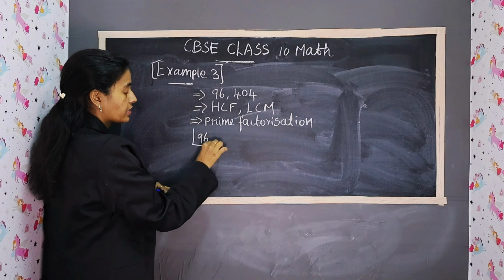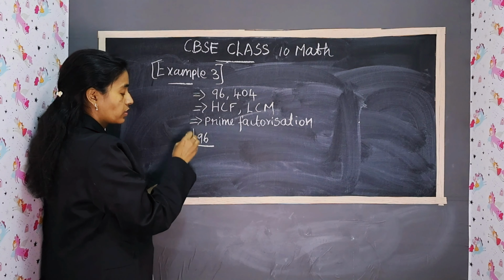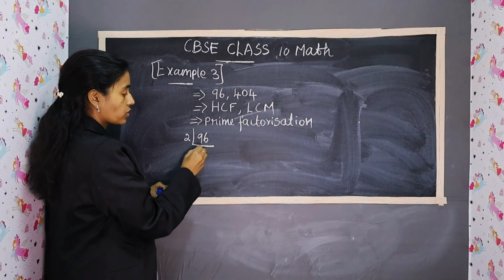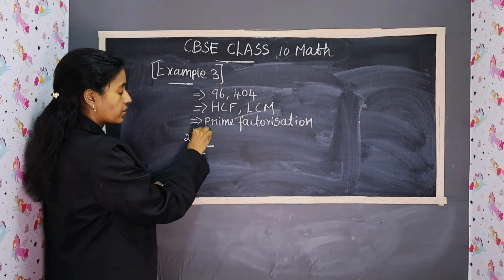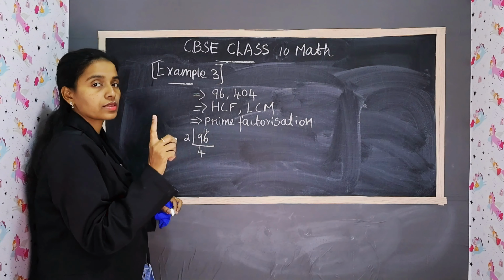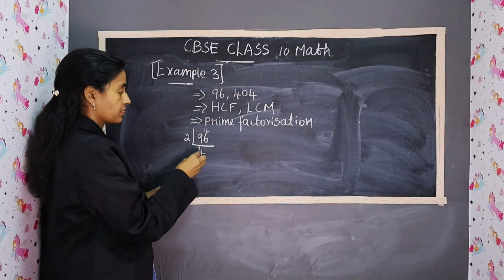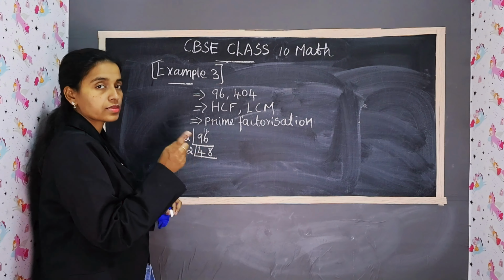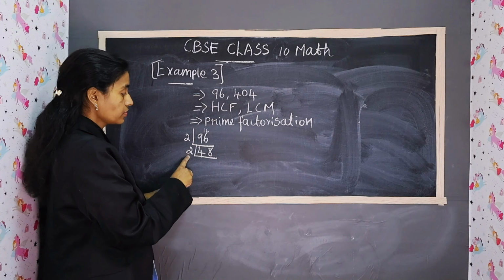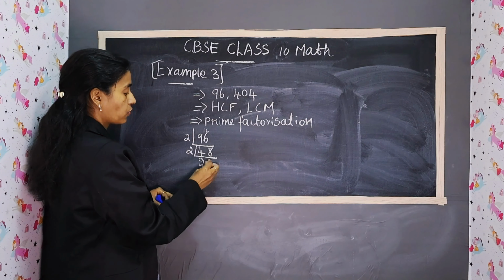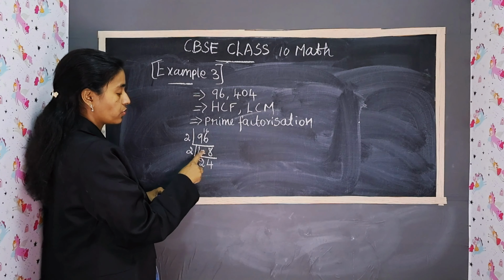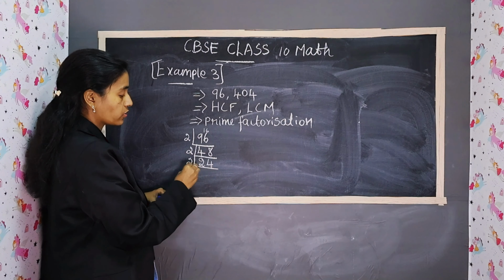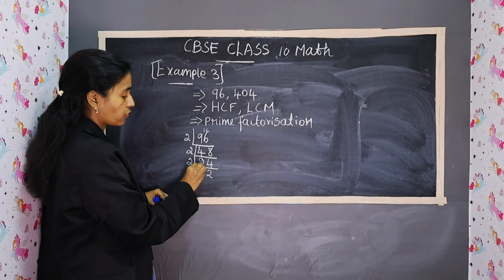For 96, if I am taking 2 and dividing 96 by 2, I will be getting 48. 2 4s are 8, 1 would be the remainder, and 16, 8 2s are 16, right? And again I have to take prime numbers only. Here 2 into 2, 4. 4 2s are 8. If I divide 48 by 2, I will get 24. Again I have to divide 24 by 2. I will get 12, 2 2s are 4.